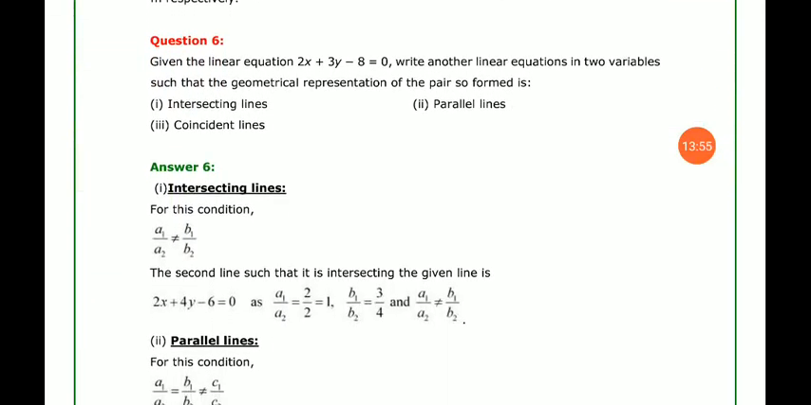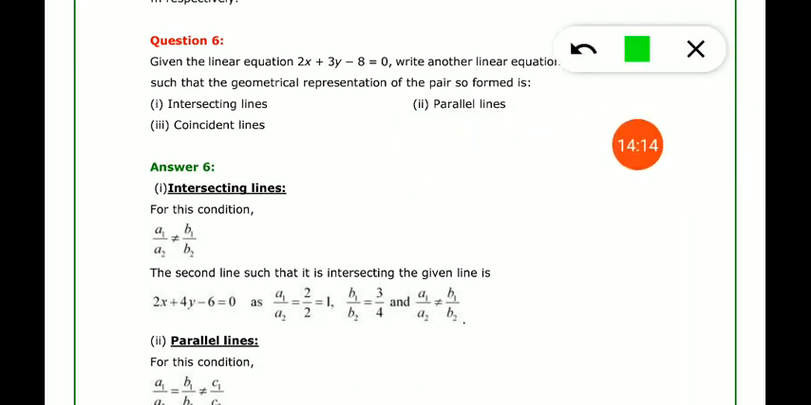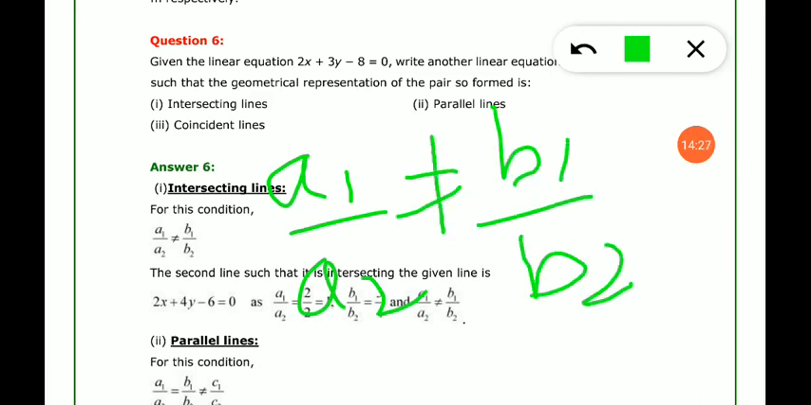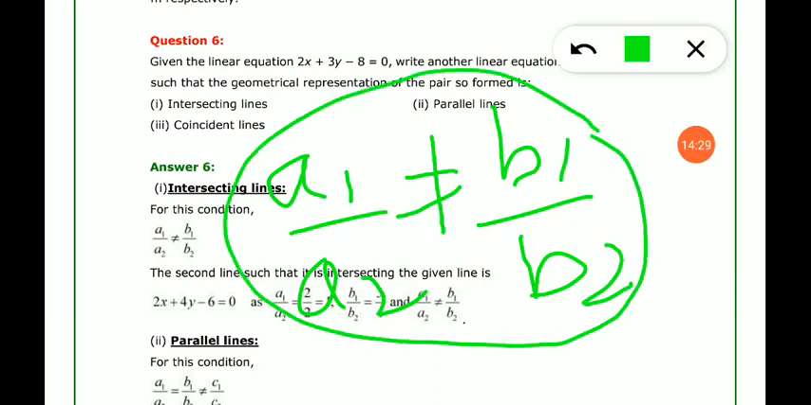Now question number 6. There is a linear equation given. We have to write another linear equation in 2 variables such that the given line and the line which you are writing are intersecting lines. Okay, first case is intersecting lines. So first of all, for intersecting lines, we know the condition is a1 by a2 is not equal to b1 by b2.